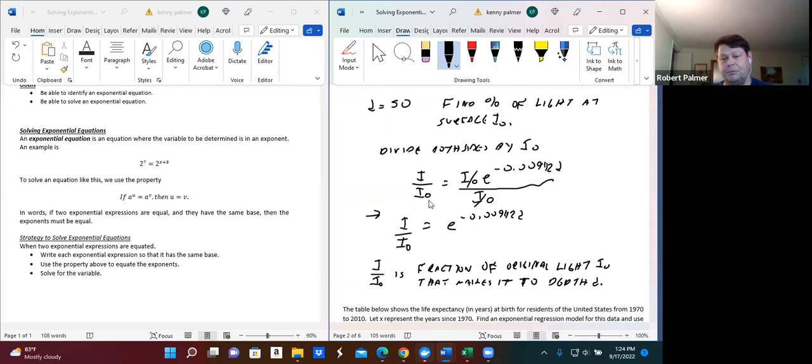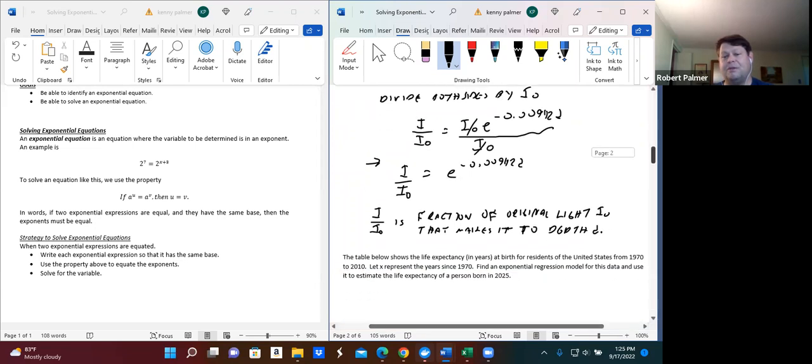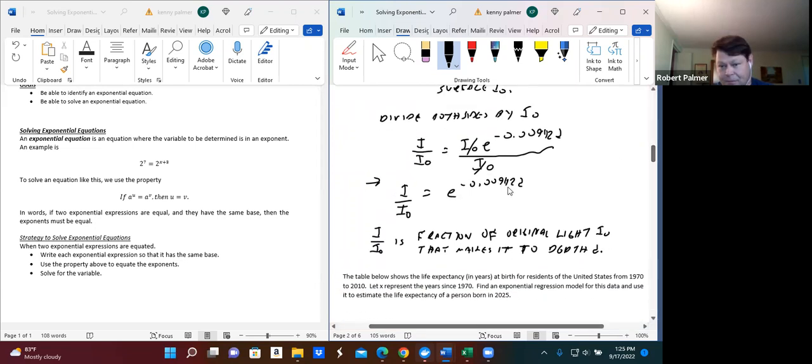Okay, so I0 is what you start with at the surface, and this is what you're left with. Remember, light is decreasing, so what you're left with is at some depth D. So this is just a fraction of that. Then we just need to figure out this exponential. Let me move this a little to make more space.